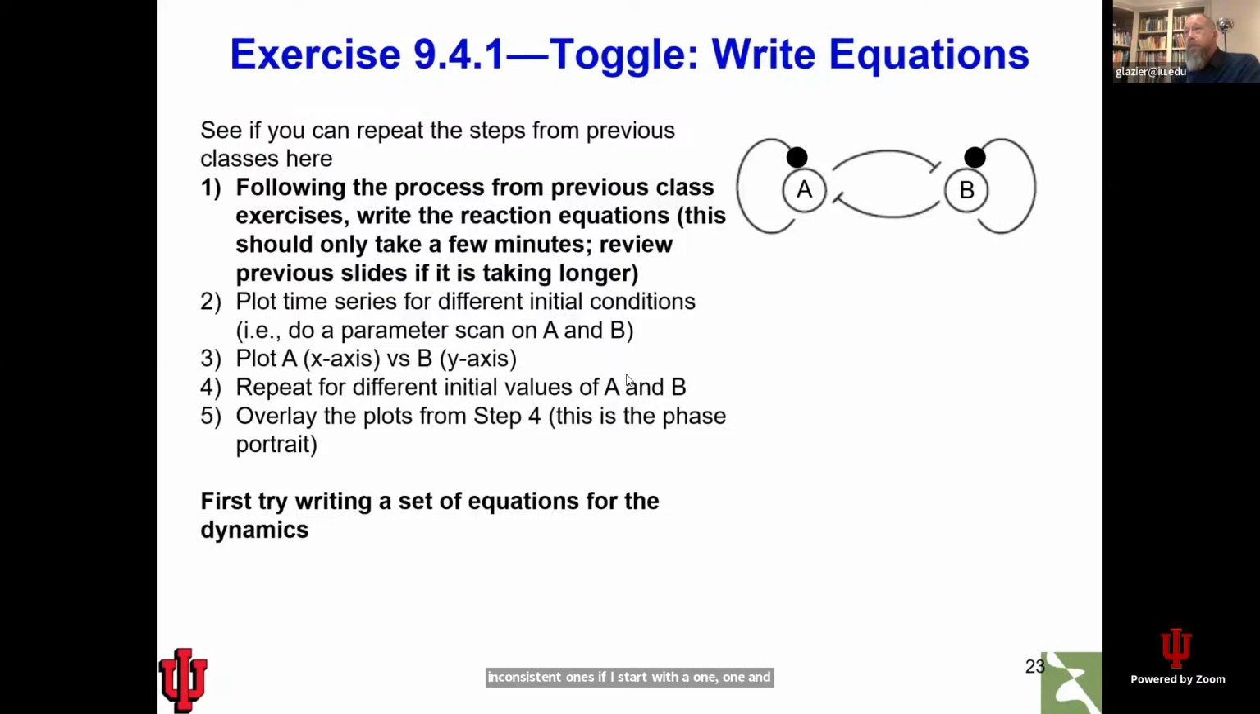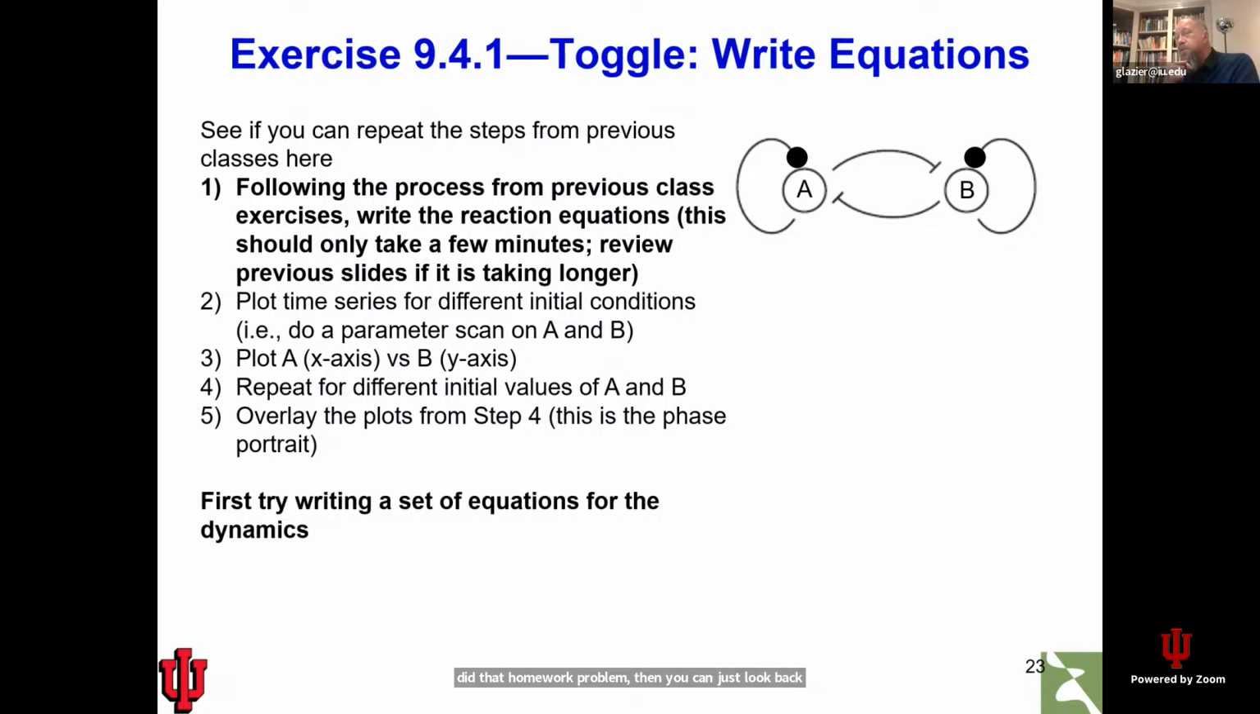Okay. So the next thing that I want to do is to write differential equations for this circuit. And this was actually a homework problem. And so if you did that homework problem, then you can just look back at this.